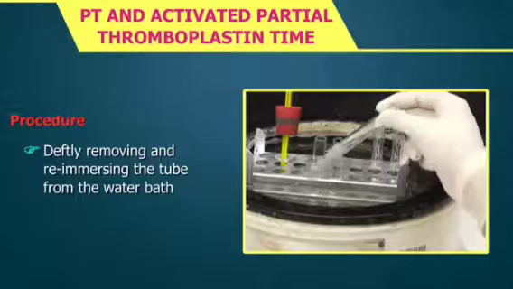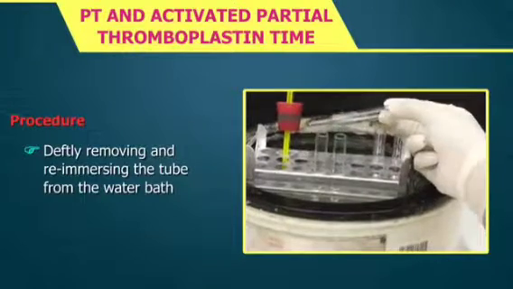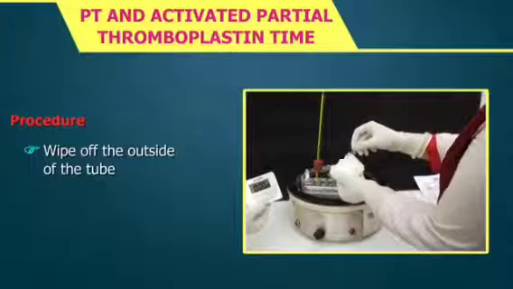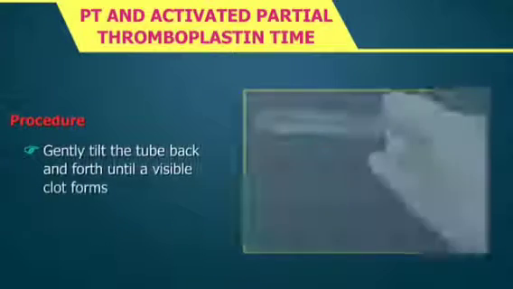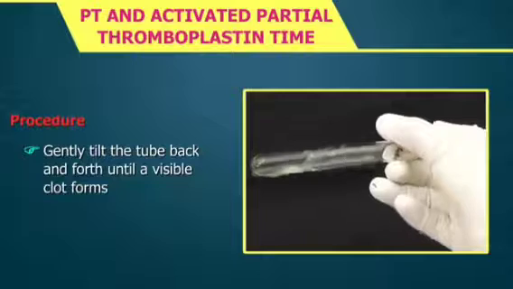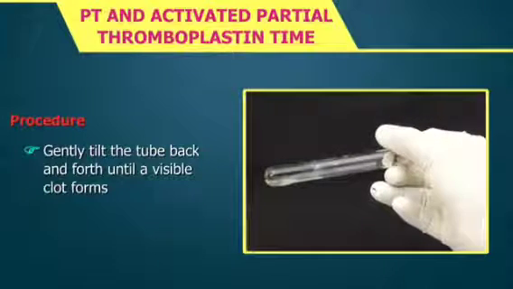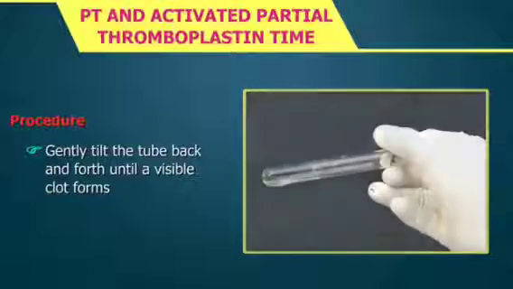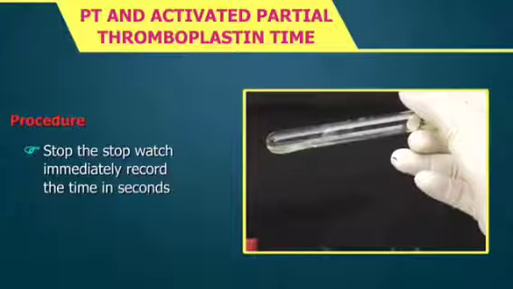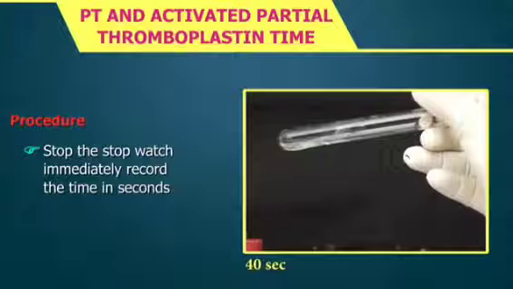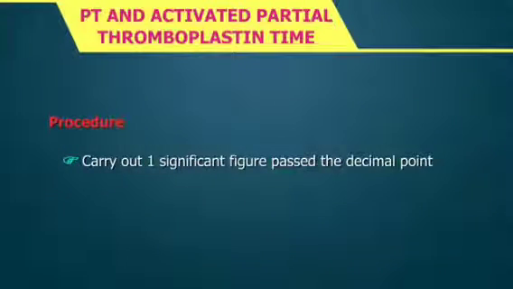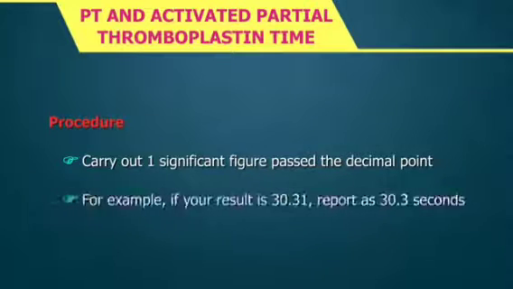Deftly remove and re-immerse the tube from the water bath. Wipe off the outside of the tube. Gently tilt the tube back and forth until a visible clot forms. 8. Stop the stopwatch immediately and record the time in seconds. Carry out one significant figure past the decimal point. For example, if your result is 30.31, report as 30.3 seconds.